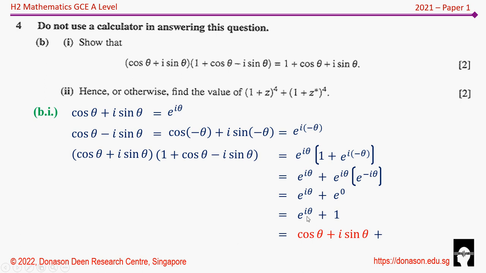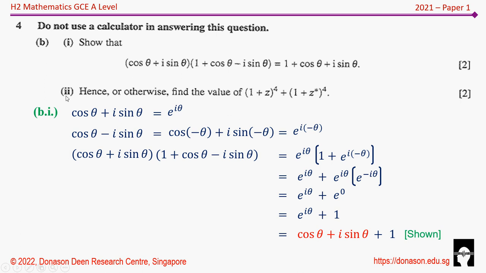And what is e to the i theta if you change it back to rectangular form? It would be cosine theta plus i times sine theta, and of course there is no number in front, so the magnitude is 1, and we have a plus 1. This is what we needed to show, the right hand side, and there we have shown it.